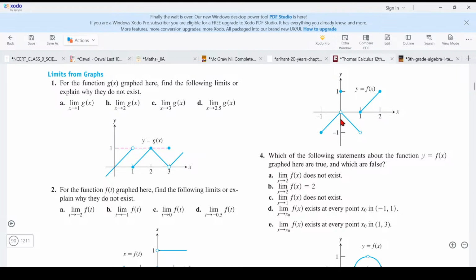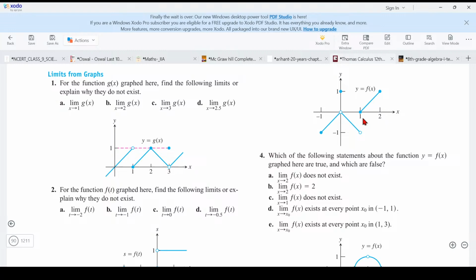Yes, sir. What about approaching from the right side? Again 0. So the limit at x equals 0 exists, and that value is 0. When it exists, obviously that means there is a value. It is 0. Now limit x tends to 1. You tell me this. X is approaching 1 from the left-hand side and the right-hand side. What exactly is y approaching?